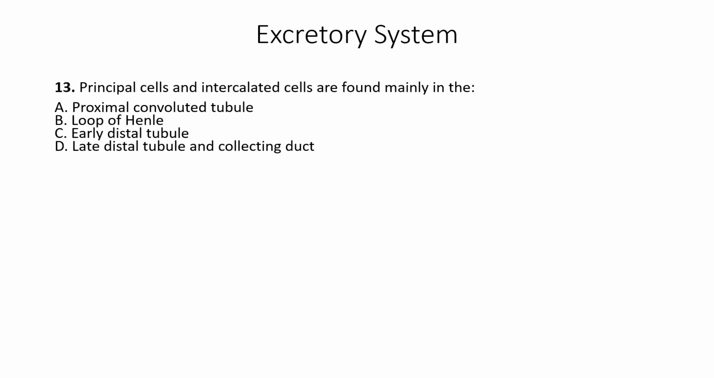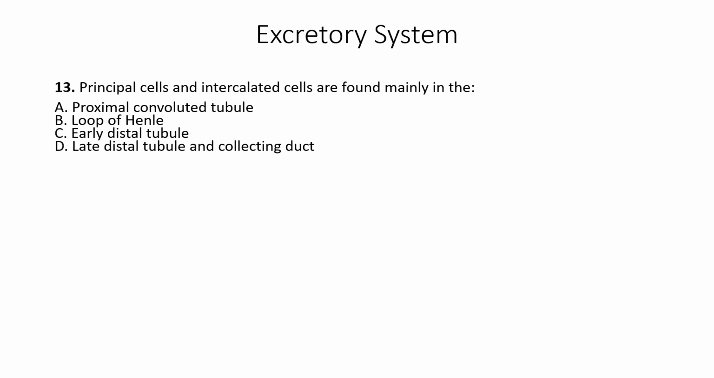So the principal cells and intercalated cells, I think I had talked about these a long time back, so I'll definitely catch you up again with them. Where are they found? Okay, typically, if anyone remembers. Late distal tubule and collecting duct. Yes, you will be right about that. Very good. So they are found in option D, which is late distal tubule and the collecting duct.